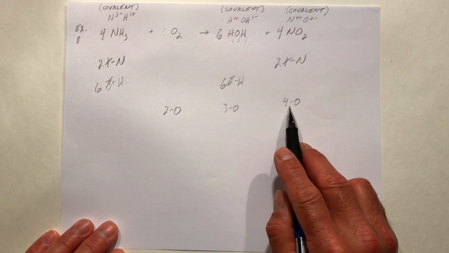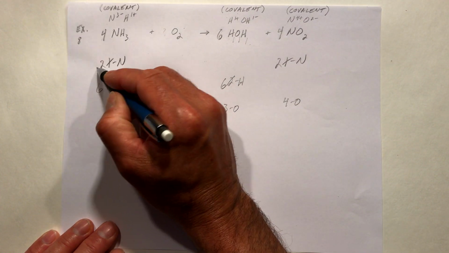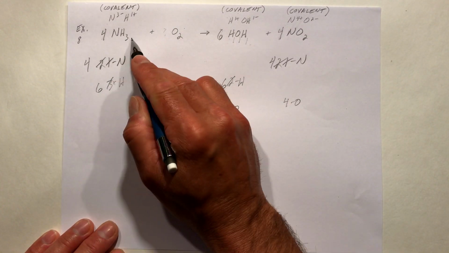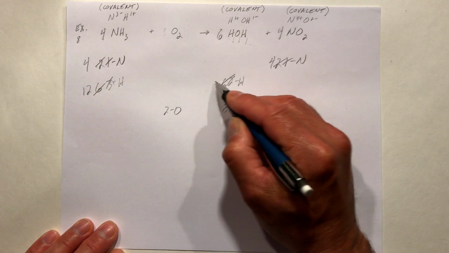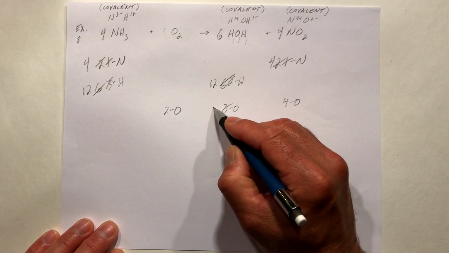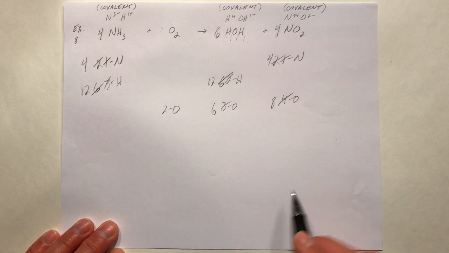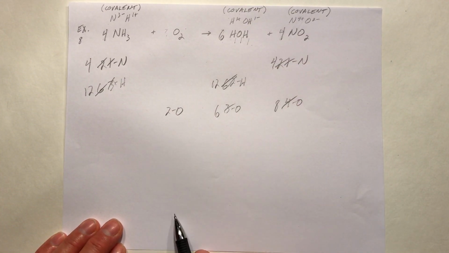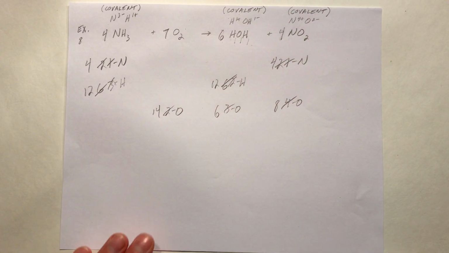And if we double 7 oxygens, that should be 14. Let's go through and recount everything and adjust it. 4 times 1 is now 4 N's, and 4 times 1 is now 4 N's. 4 times 3 is 12 H's. 6 times 1 and 6 times 1 again makes 12 H's. 6 times 1 is 6 O's, and 4 times 2 is 8 O's. So now 6 and 8 makes 14 O's combined on the right side. So on the left-hand side, we have to have 14 O's. So if we put a 7 here, 7 times 2 is 14 O's, we now have a balanced equation.